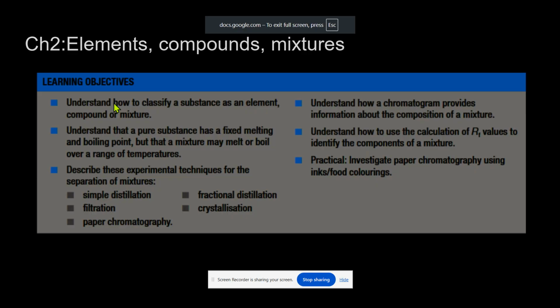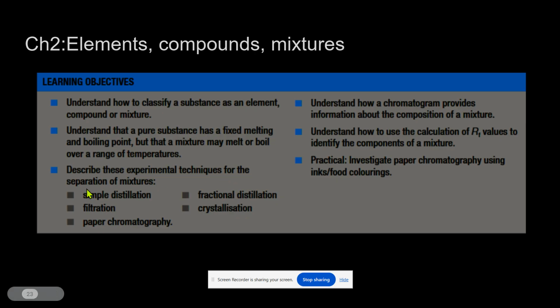These are the learning objectives. Understand what element, compound, and mixture are. Understand that a pure substance has a fixed melting point and boiling point, but a mixture doesn't. It keeps changing. Experimental techniques for separation of mixtures. There are 5 of them in the textbook.